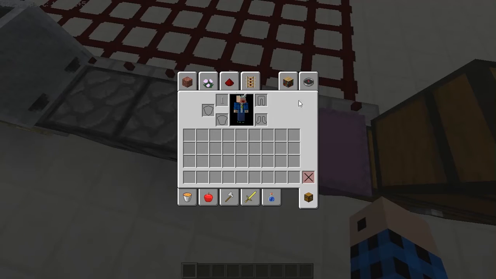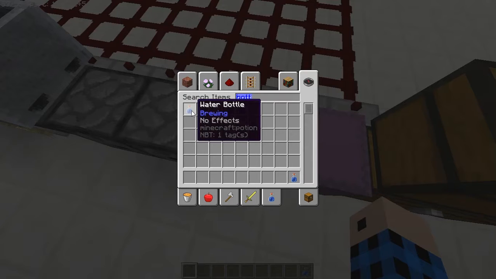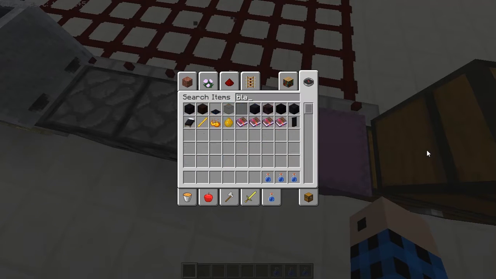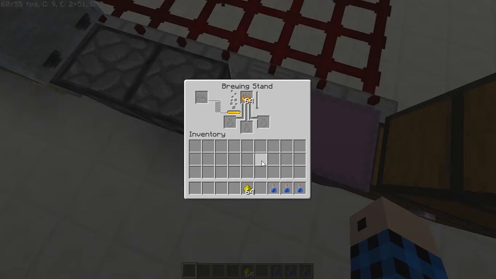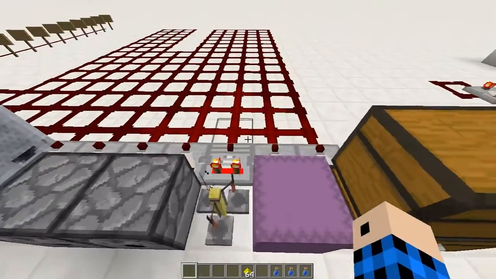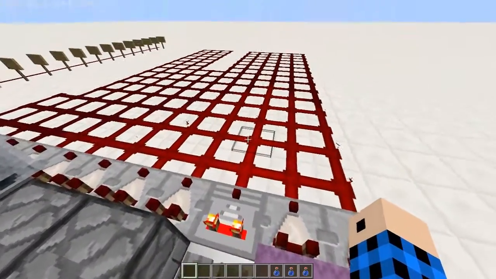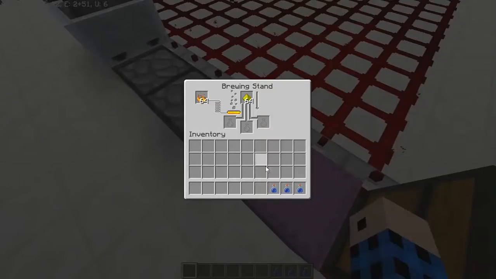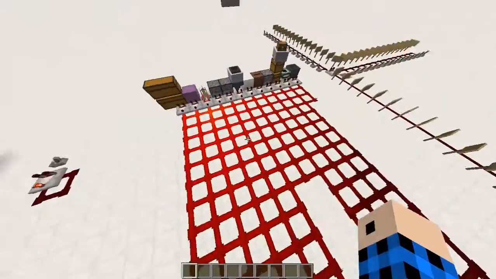So if I show you, let me grab some bottles, some blaze powder, and some glowstone. If you look, if I put the blaze powder in there, it's 3, and then what is that, 6? And then that gives a full 15.